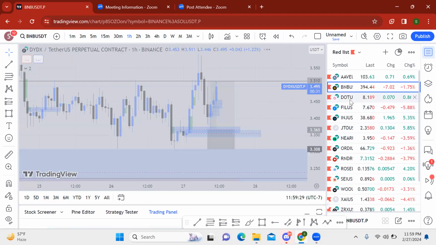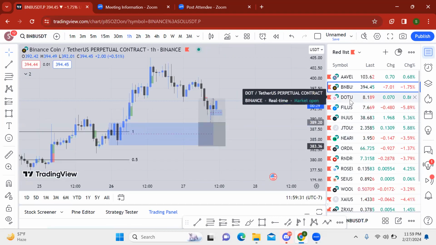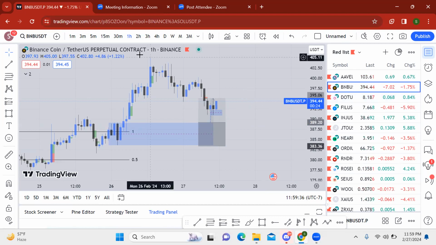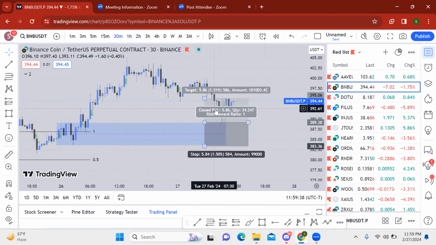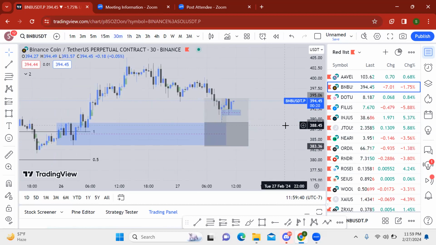Now what are these fair value gaps? Why do people use these fair value gaps? How to take entry on these fair value gaps, and so on.